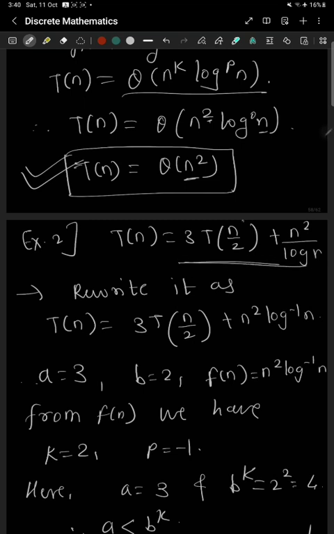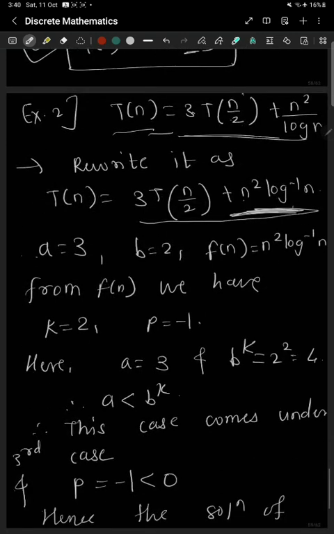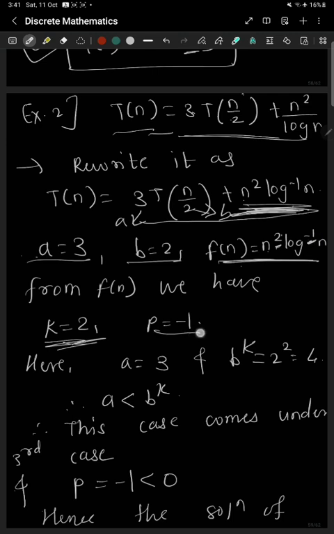Now this is our equation: T of n is equal to 3 into T of n by 2 plus n square upon log n. Whenever you get a log n term in the denominator, take it to the numerator. So we rewrite it this way: n square log raised to minus 1 n. Now compare it with the standard form. We get a is equal to 3, b is equal to 2, and f of n is this. In f of n, n raised to k gives k is equal to 2, and log raised to p gives p is equal to minus 1.